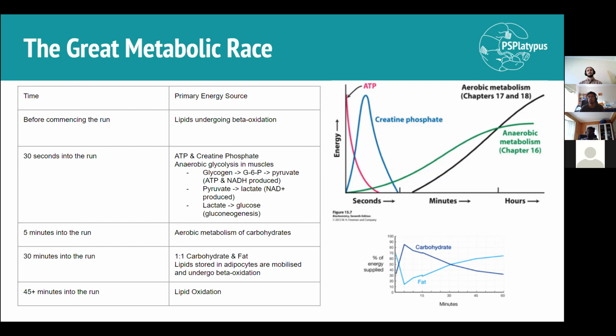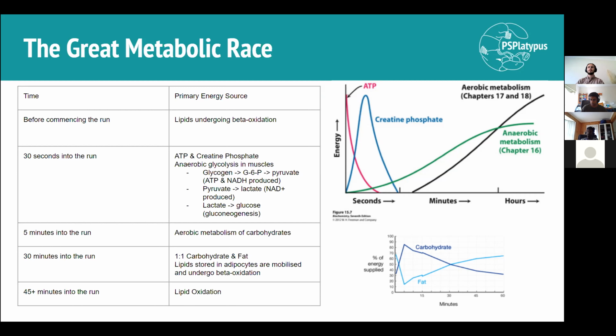30 minutes into the run, if you have a look at the diagram on the bottom right, you'll see that eventually the energy produced by carbohydrate is going to slowly start dropping, and the amount of energy used by fats is going to start increasing because we essentially want to start using fats again. So lipids stored in adipocytes are mobilized and undergo beta oxidation, and in a 1-to-1 ratio, 30 minutes in.